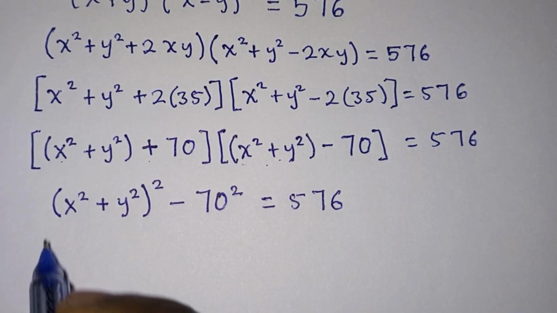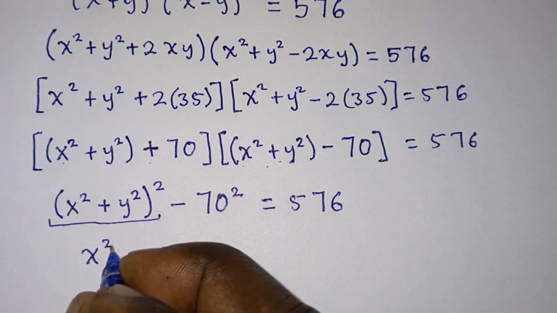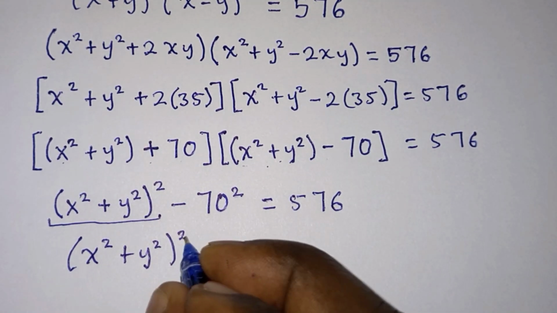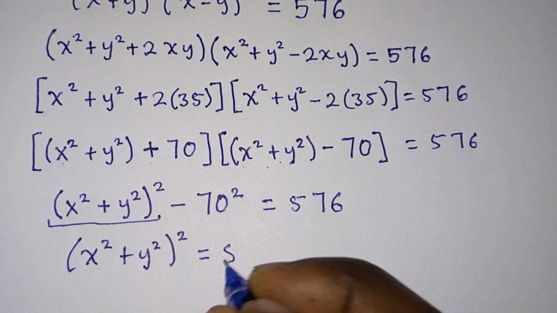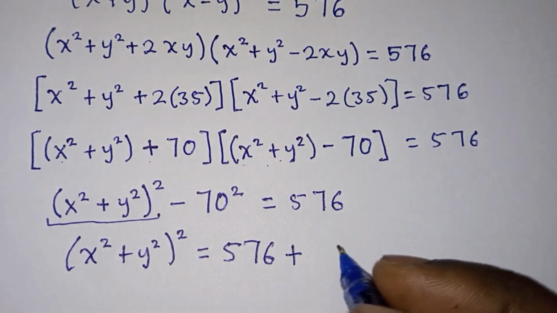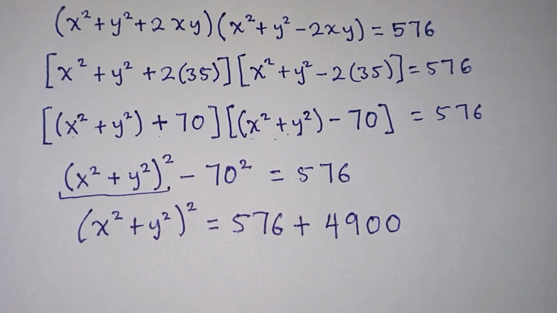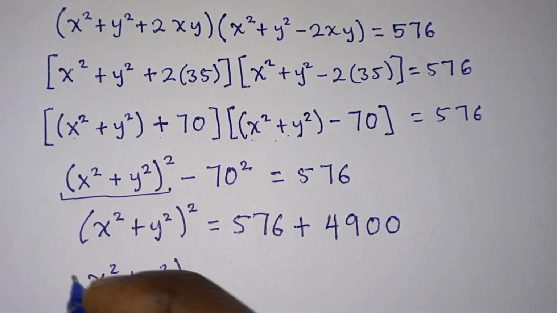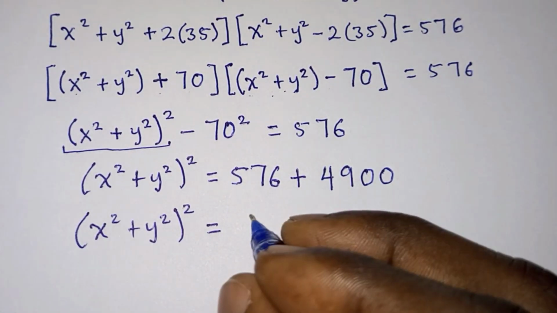Let's go ahead and make the whole of this one the subject, so that we have x squared plus y squared all squared is equal to, we are transposing negative 70 squared, so we're going to have 576 plus 70 squared, which is 4900. So we have x squared plus y squared all squared is equal to, if you sum these two values, we're going to be getting 5476.